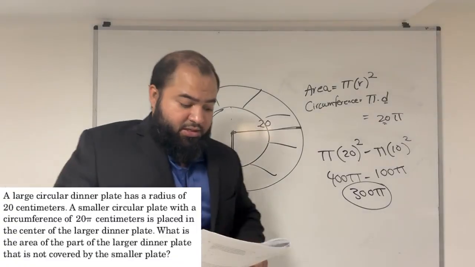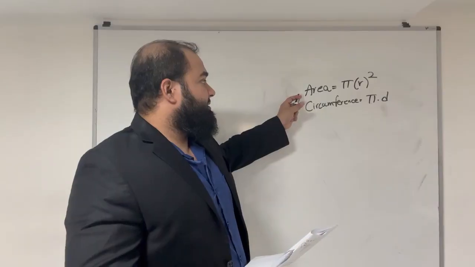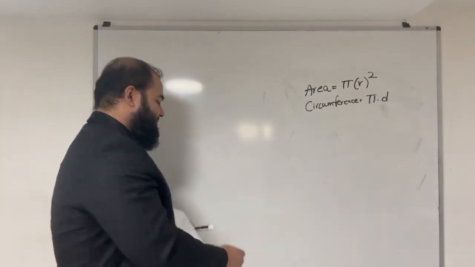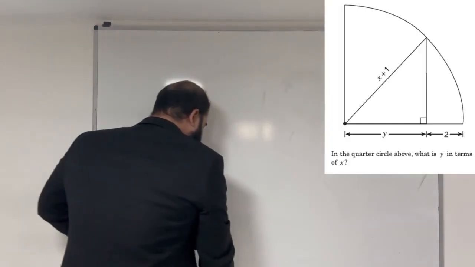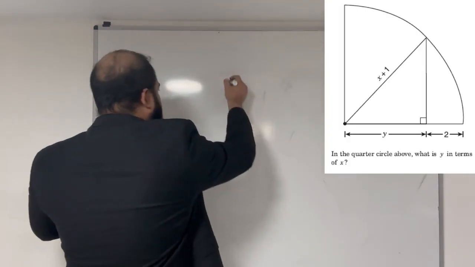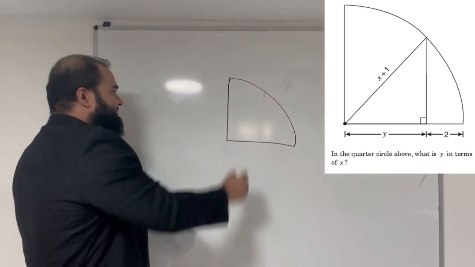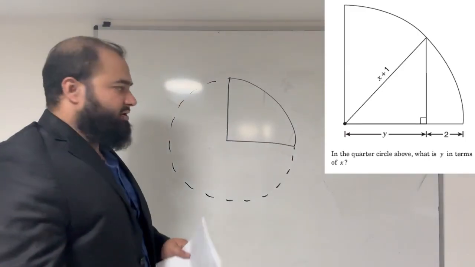Okay? Let's do another question with this circle. Before we do that, you see the area and circumference: pi r squared, pi times diameter. Try to remember that, okay? I'm not going to need to use that for this question, but I'm just reminding you. So I have here a quarter circle. Quarter means the other part of the circle is missing. It's there, but you don't see it.